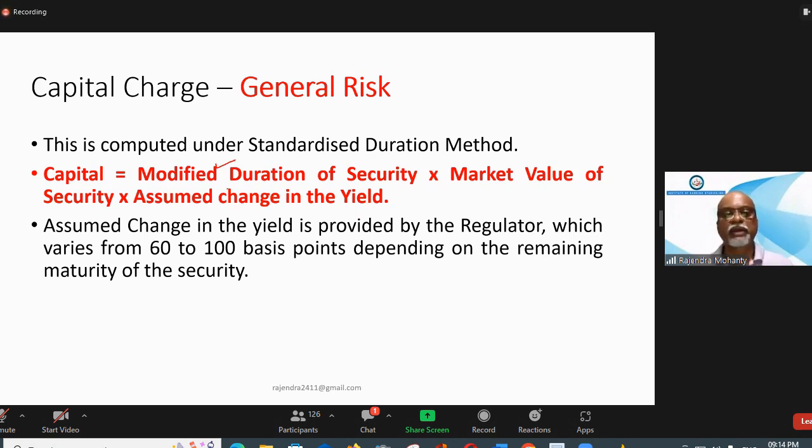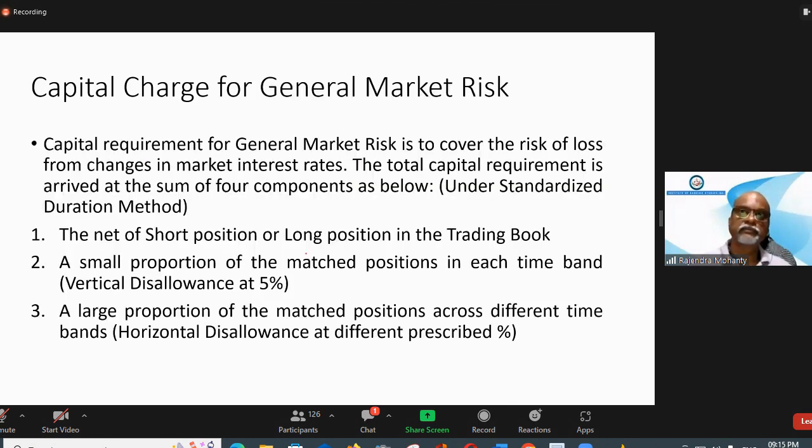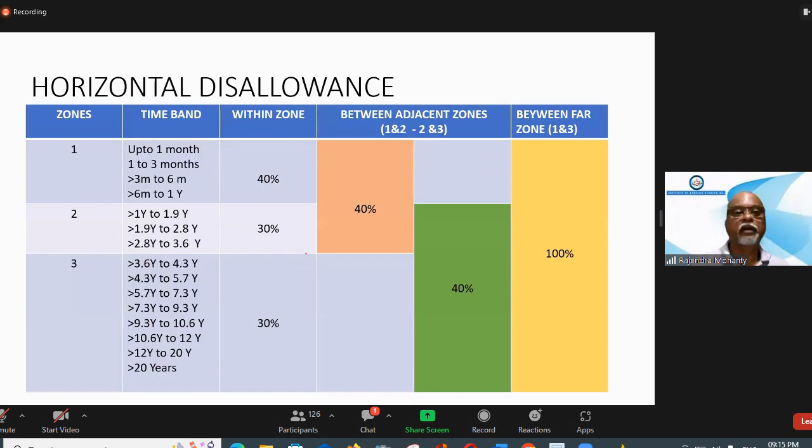Two-mark questions they will give vertical and not horizontal. They will give the modified duration, or they will give the Mac duration and the time band of that security and market value, so that you will calculate the modified duration. Market value of the security will be given. Assumed change is to be given. So they had horizontal and vertical disallowance in the case study, correlated with Macaulay's duration also. The question had all these things together. That's why that was a 5-mark question.